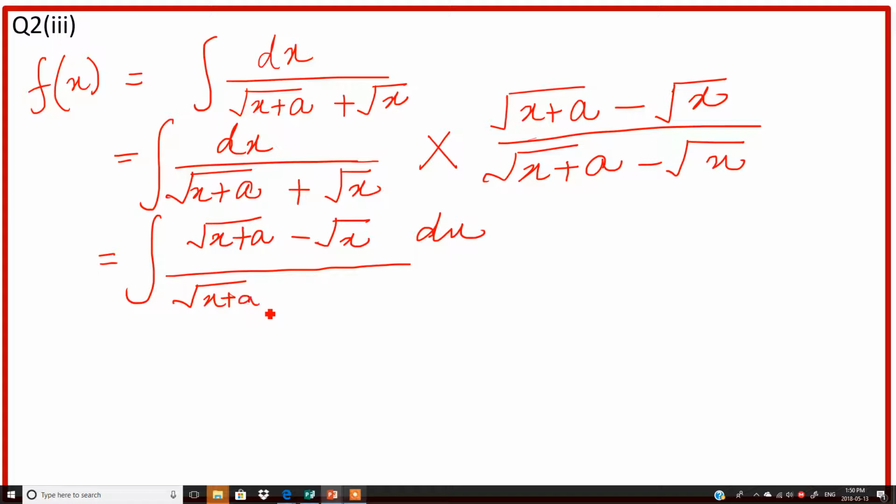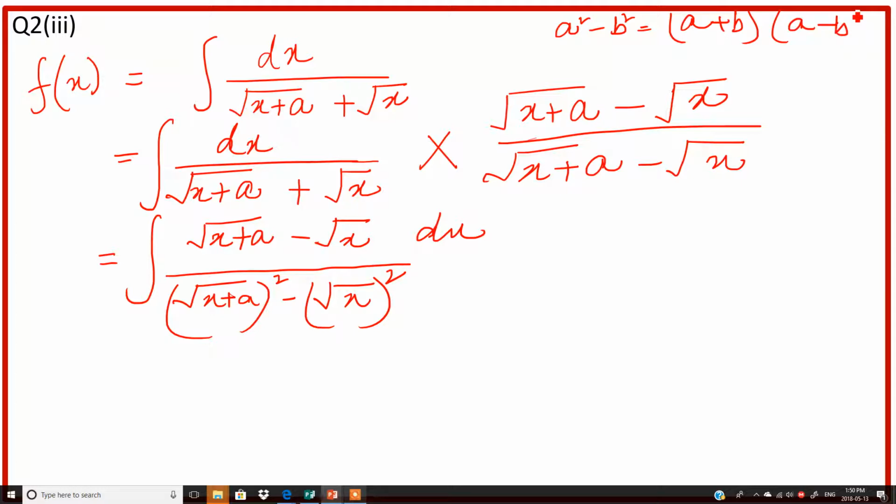dx divided by under root x plus a whole square minus under root x whole square. From here, this is the formula which we learned in grade 7: a square minus b square is equal to a plus b into a minus b. One time you write with the positive sign, one time with the negative sign. Exactly here, instead of a we have under root x plus a, instead of b we have under root x. So one time with the positive sign, one time with the negative sign. This is a square and b square.